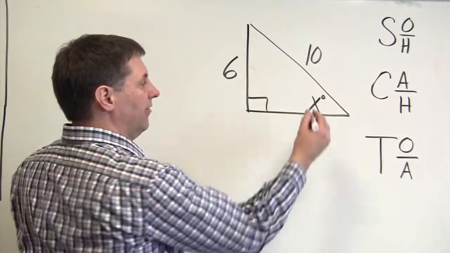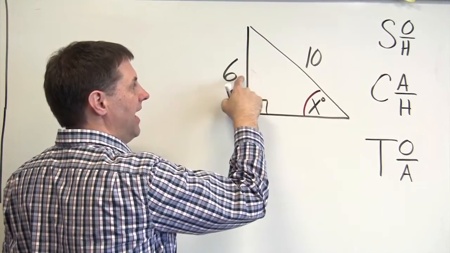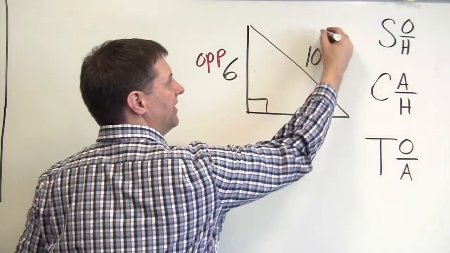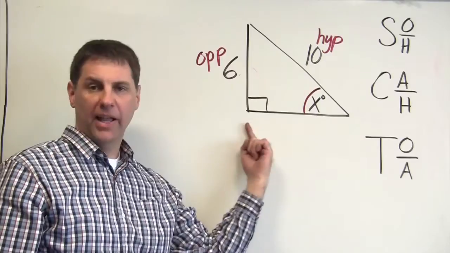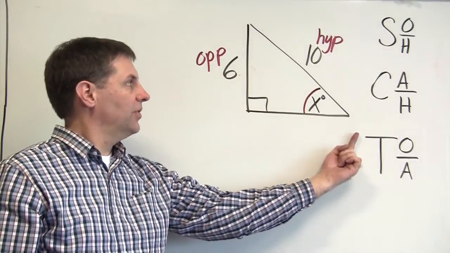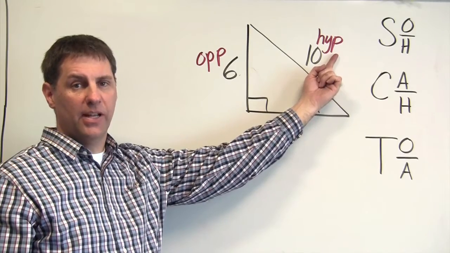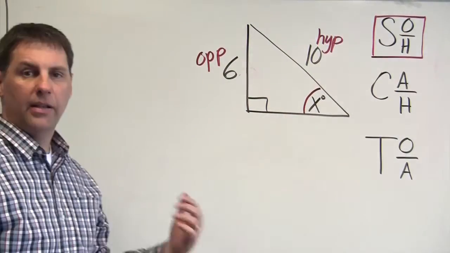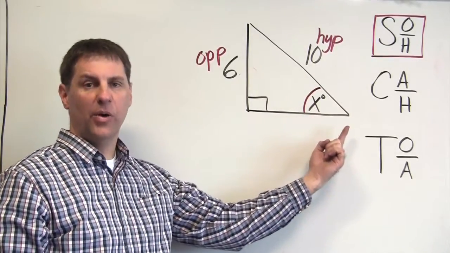X is what I'm looking for, that's my point of reference. This is the opposite side. 10 is across from 90 degrees, that's the hypotenuse. Notice that the adjacent side is completely blank in this problem. So I believe I'm going to use opposite and hypotenuse. Which one uses opposite and hypotenuse? Sine. Now again, even though we're looking for an angle, we're still going to set up our equation exactly the same way.